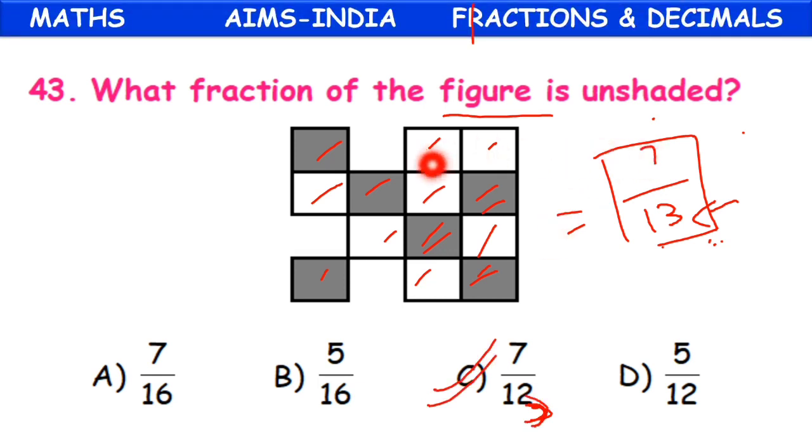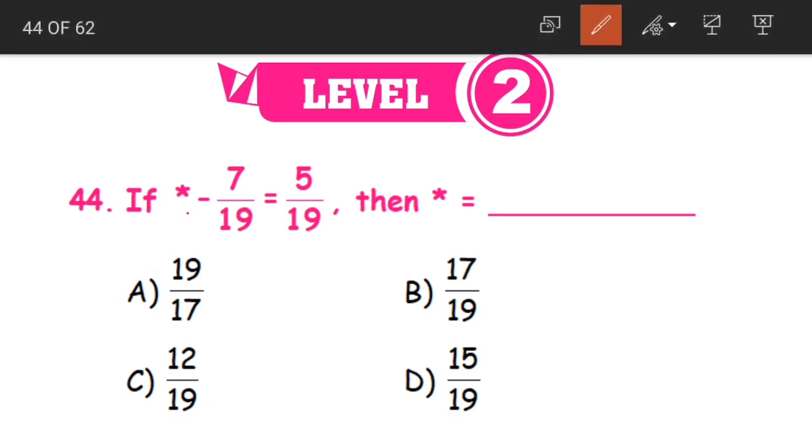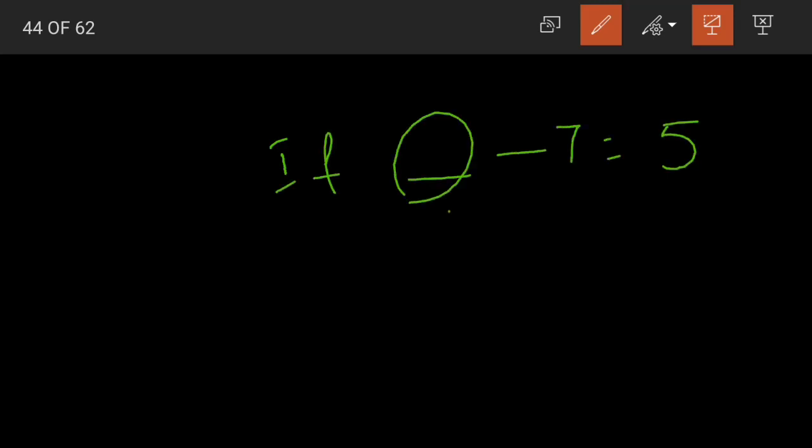Yes, 7 is the total number of unshaded parts divided by 13, which is the total number of parts in the figure. Next question 44. If x minus 7 by 19 is equal to 5 by 19, then find out x. Suppose if I have dash minus 7 is equal to 5. Now how will you find out this, children?